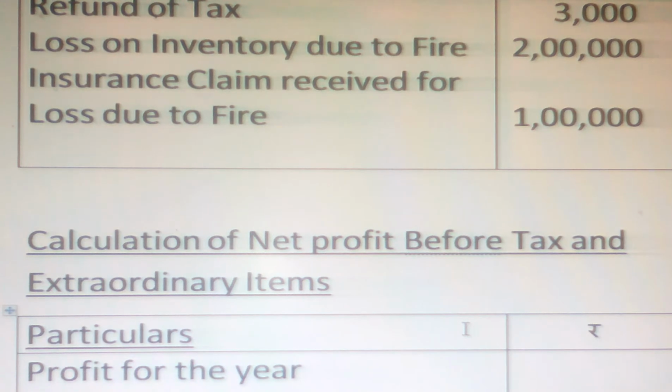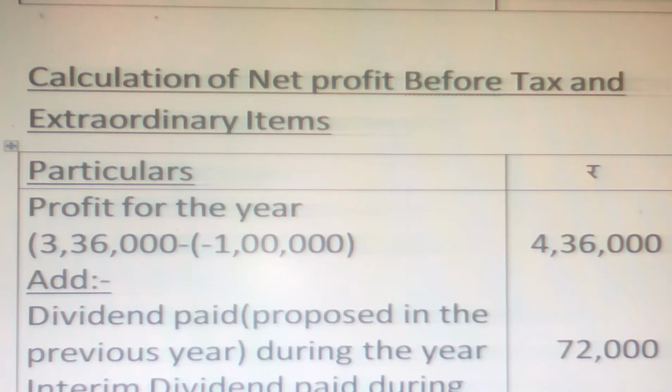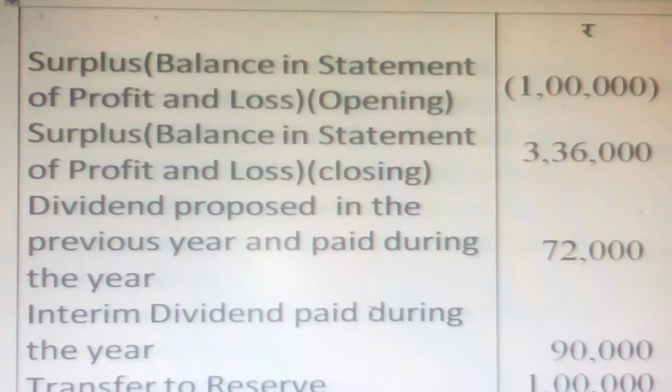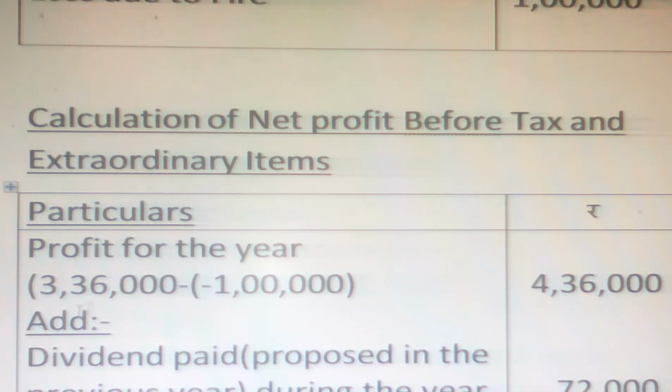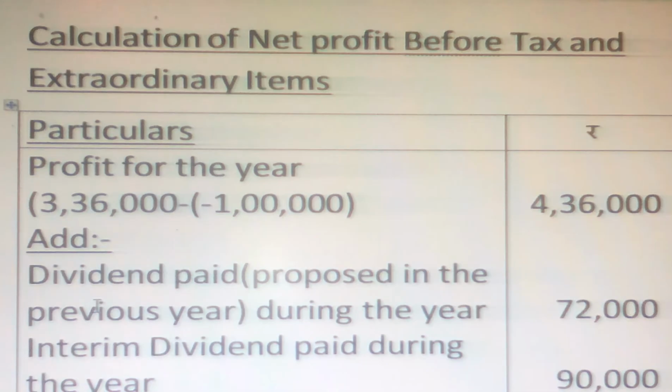See, calculation of net profit before tax and extraordinary item. That is the title we are going to discuss. First of all, you should know the profit for the year. I said they have given two balances, correct? Opening balance and closing balance. So you always take the closing balance 3,36,000 and deduct the opening balance. It is already a debit balance, so you should be very careful. 3,36,000 minus, again minus of 1 lakh. Don't deduct just like that. Already it's a debit balance, that's why within the bracket, minus. So naturally the profit for the year comes to 4,36,000.